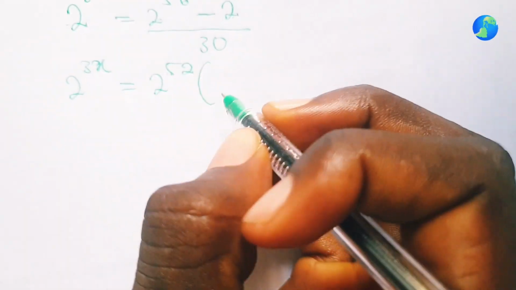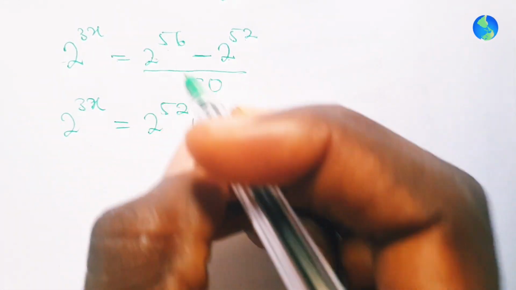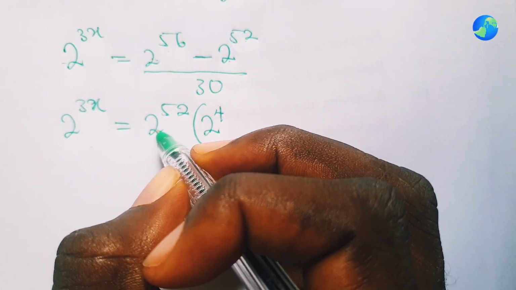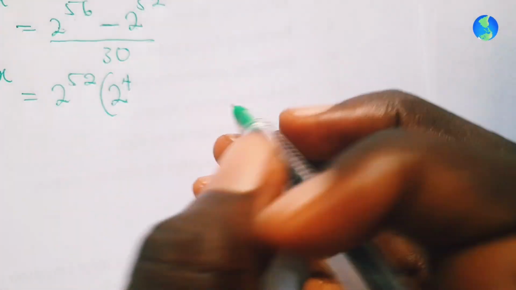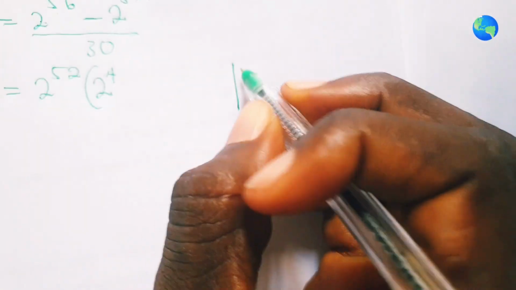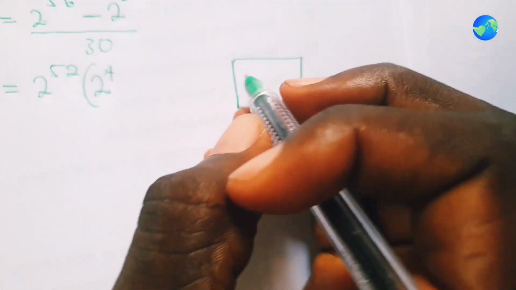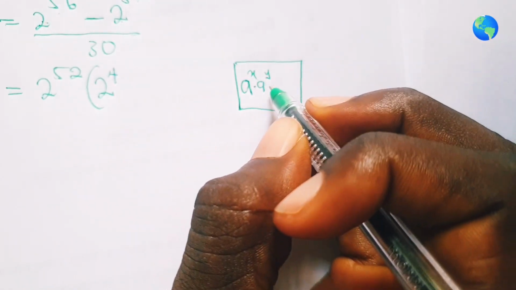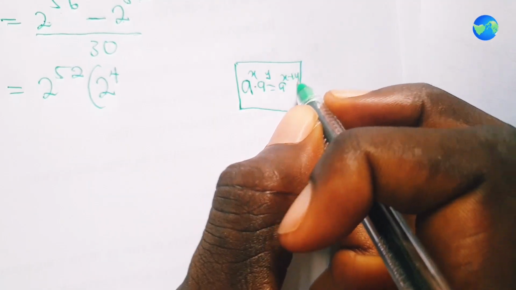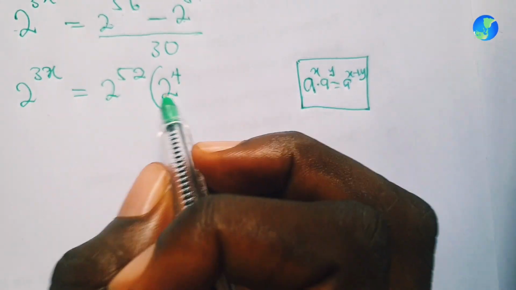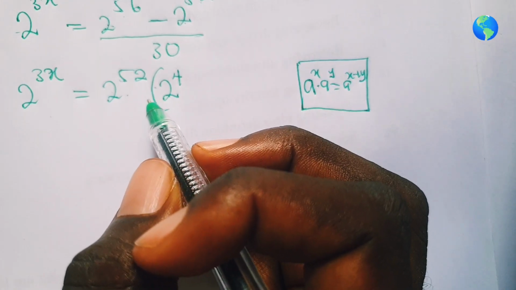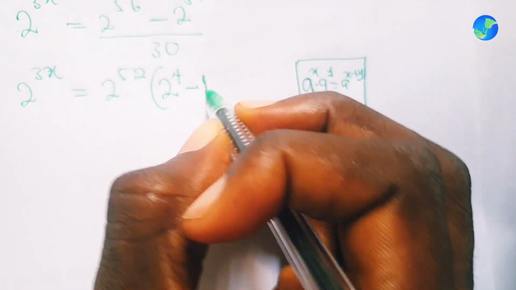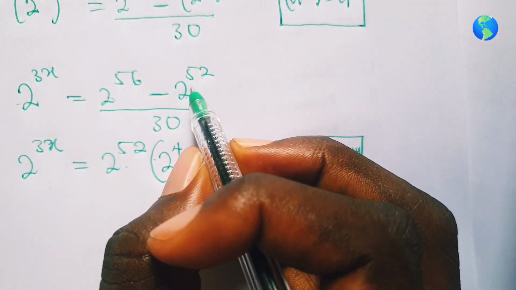So this is 2 power 52 into, if I factor out 2 power 52 here, what will be left is 2 power 4, because we have same bases from the law of indices. Let me just remind you briefly: from the law of indices, anytime you have a power x times a power y, it is always equals to a power x plus y, right? So the same thing here, if you expand the bracket, you are going to have similar stuff. So this is minus 1, because we've already factored out 2 power 52 here, right?